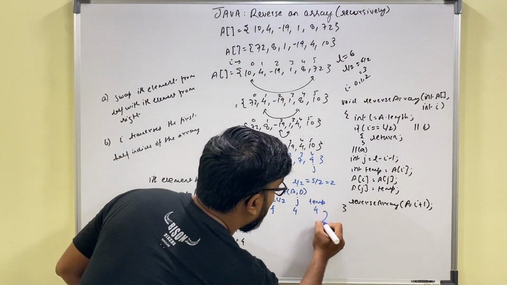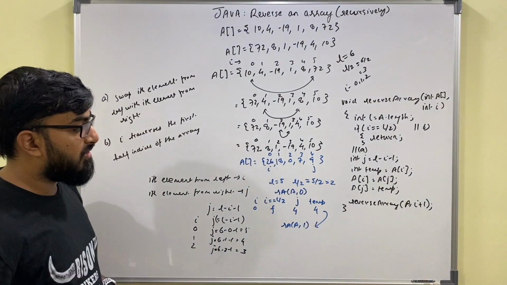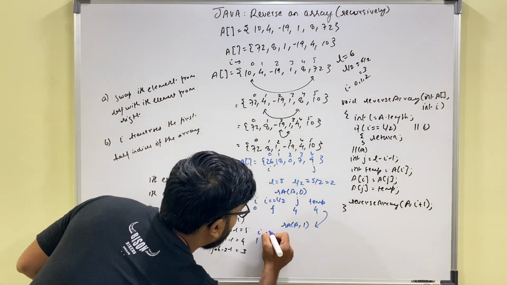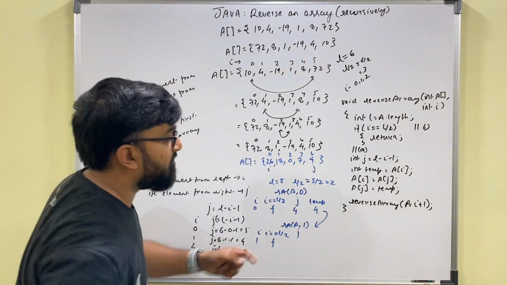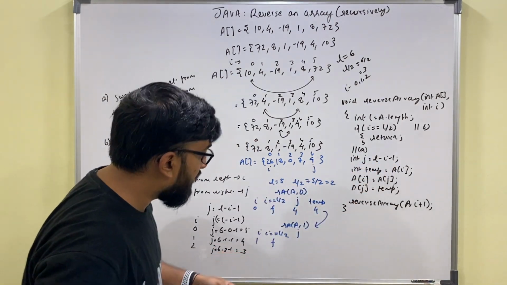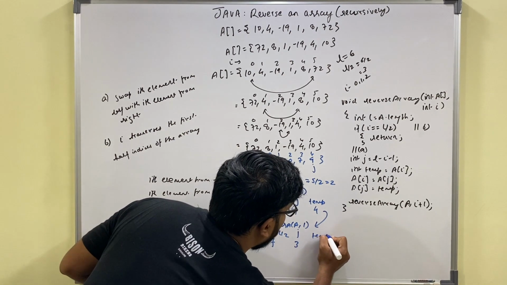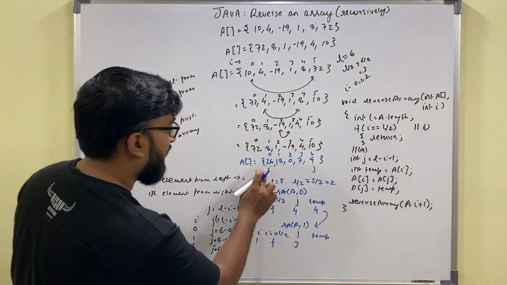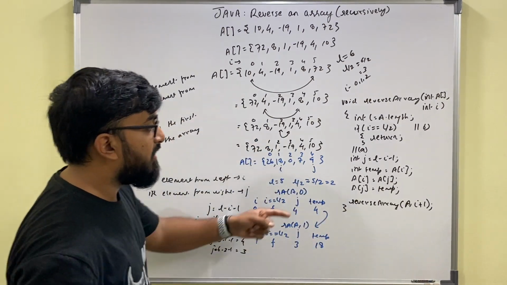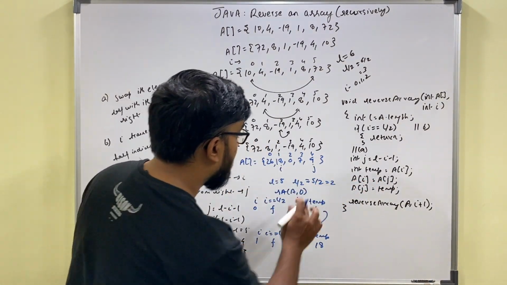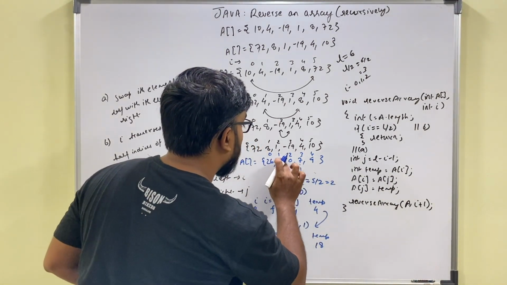Now this calls reverse array with the same array A and index I plus 1, which is 1. Same thing, I is 1. Is I equal to L by 2? 1 equal to 2 is false. You calculate J, L minus I minus 1. 5 minus 1 gives me 3. You find temp. Temp is A of I. I is now at index 1, so temp is 18. You set A of I equal to A of J. J is at index 3, so this becomes 7.